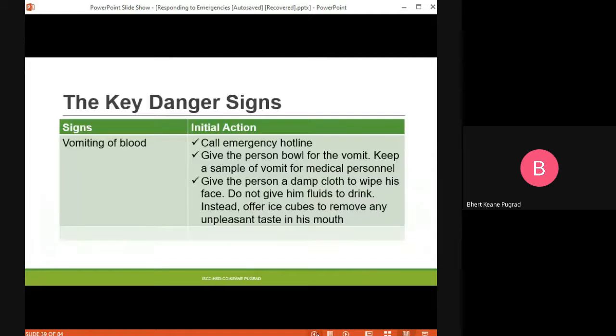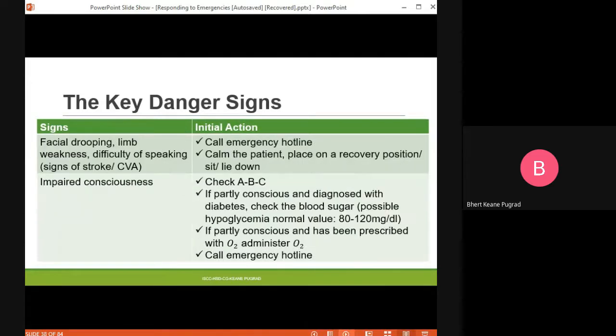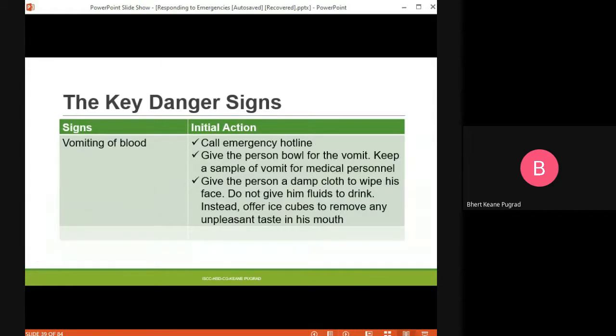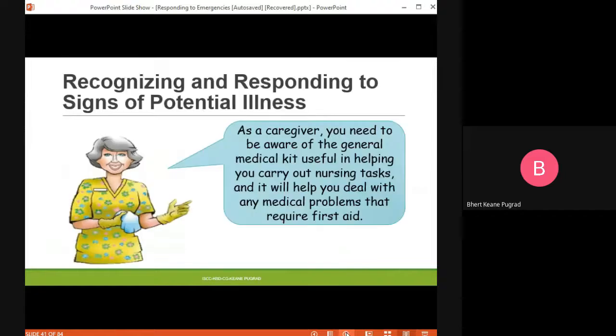So please do not forget these key danger signs: breathing difficulties, chest pain, facial drooping, limb weakness rather, difficulty of speaking, impaired consciousness, and your vomiting of blood. Let's move now to your responding to emergencies and accidents.